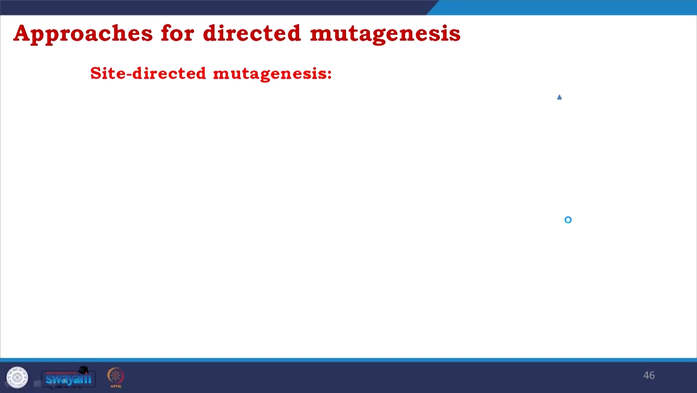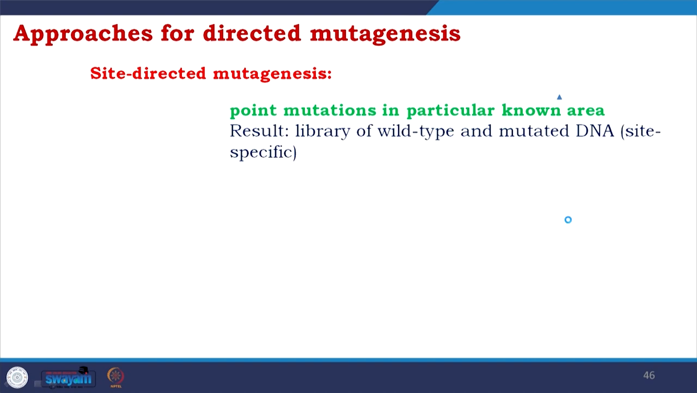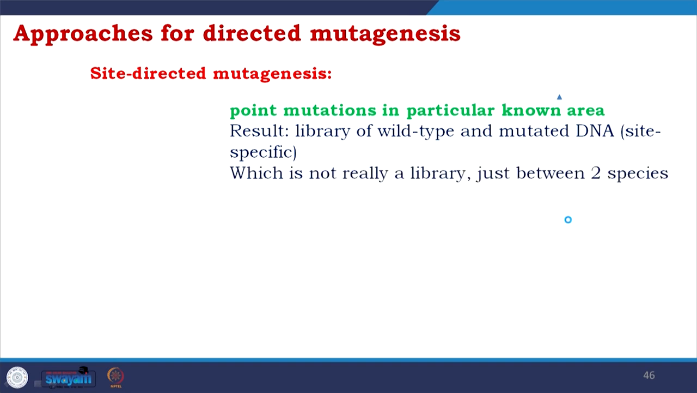So, you make a change in amino acids, 1, 2, 3, 4 amino acids, and you see that this would alter the activity. You might get a thermostable protein, you might get enhanced enzyme activity or many other things. So, there are different approaches of site directed mutagenesis. Point mutation in a particular known area: the result would be a library of wild type and mutated DNA, which are site specific, which is not really a library, it would be just between two species.